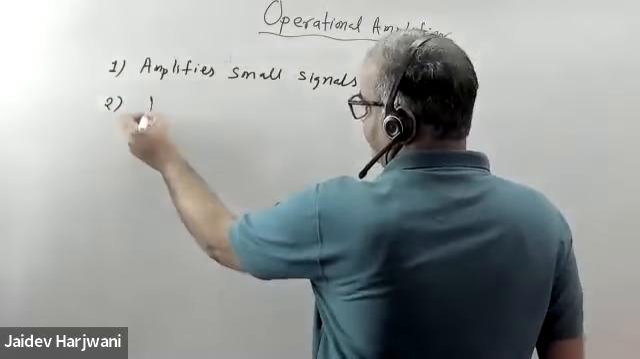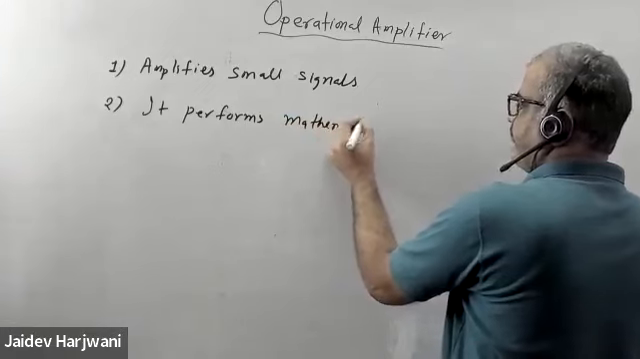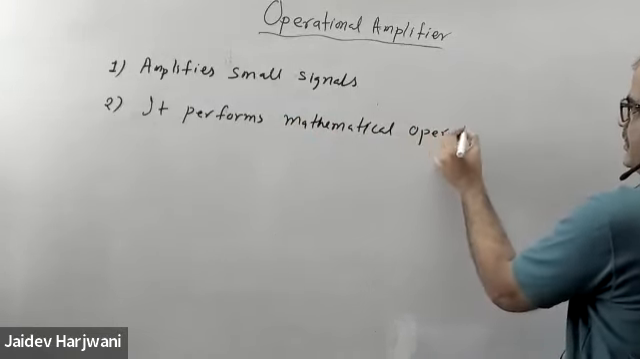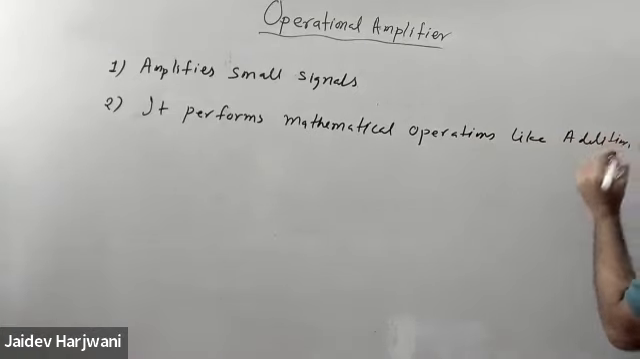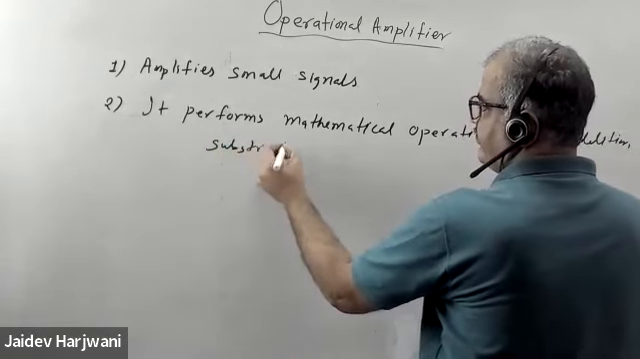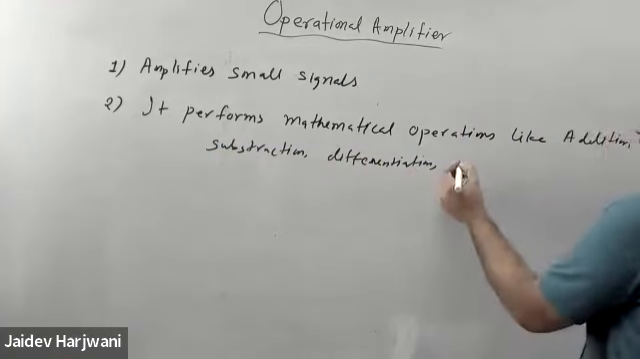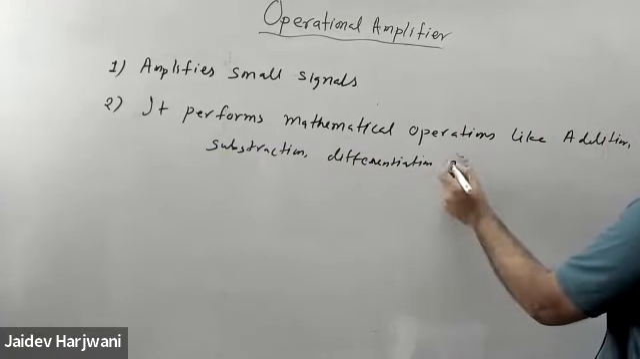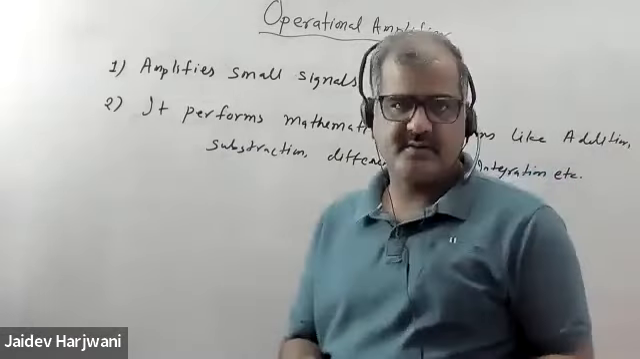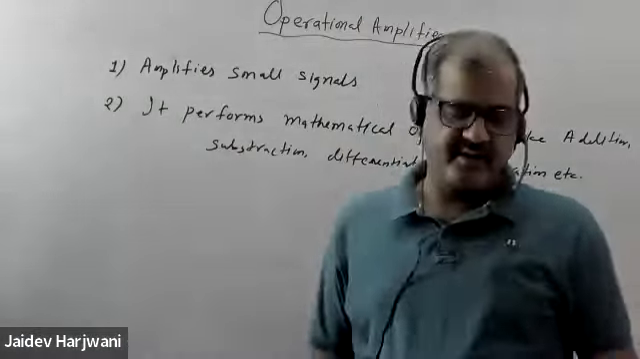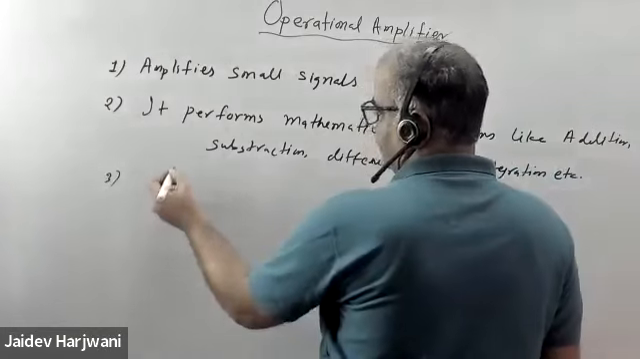So it performs mathematical operations like addition, subtraction, differentiation, integration, etc. Because with this device you can perform mathematical operations, that's why it is generally given the name operational amplifier. This is a linear device.